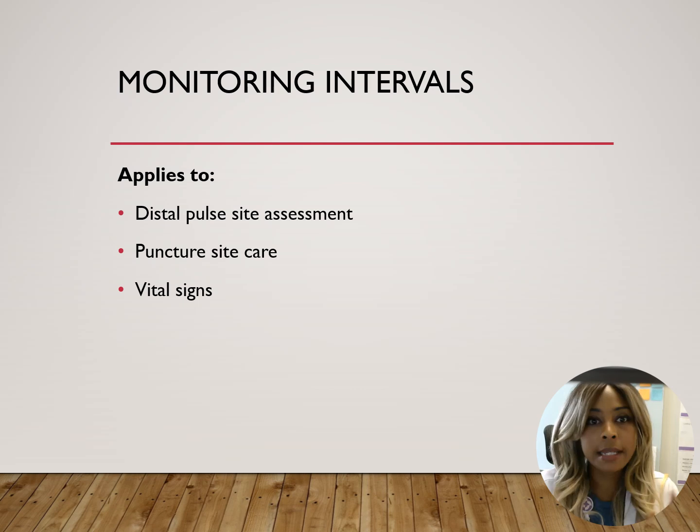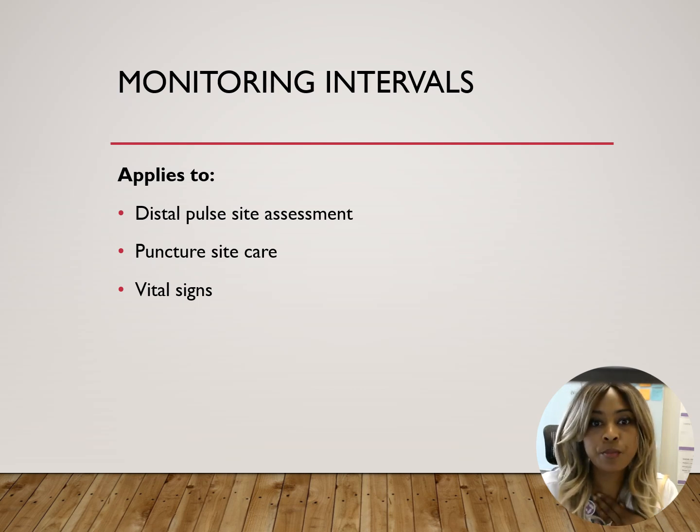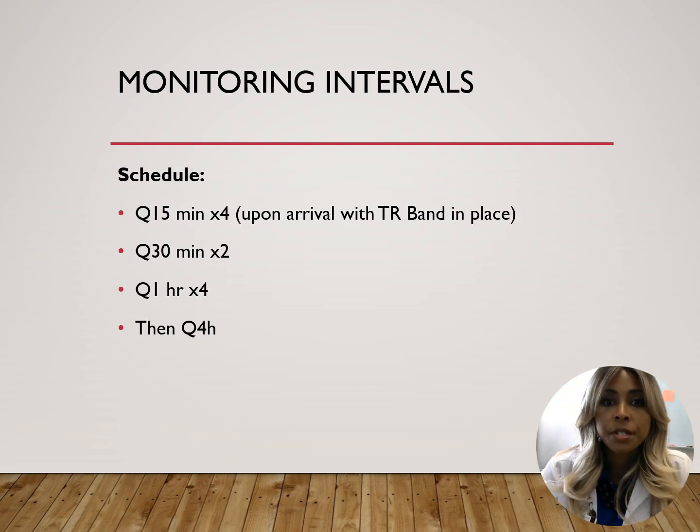So breaking this down: distal pulse site assessment, puncture site care, and vital signs. So wherever your site is, eventually we're going to be checking pulses. Our monitoring intervals, as far as the schedule for us to document what the doctor has asked us to document in that flow sheet, is we're going to do every 15 minutes times 4 upon arrival with the TR band in place. Then after we complete that, we'll do every 30 minutes times 2, every 1 hour times 4, and then every 4 hours.